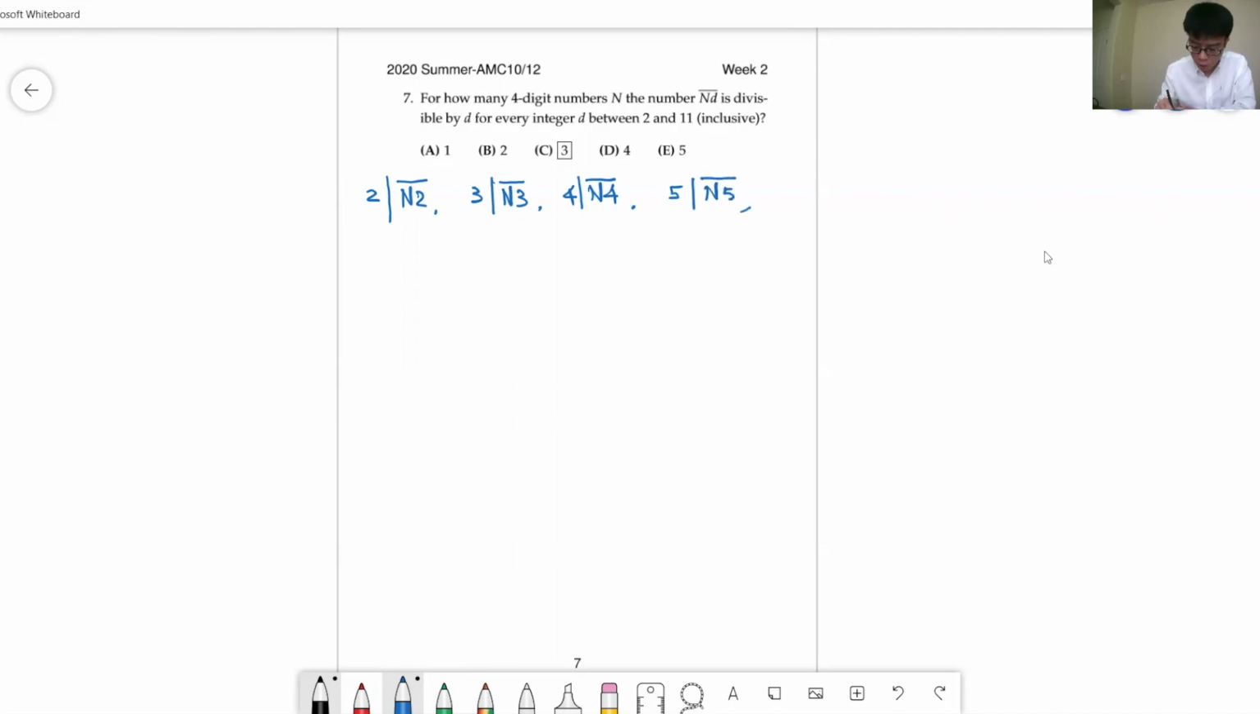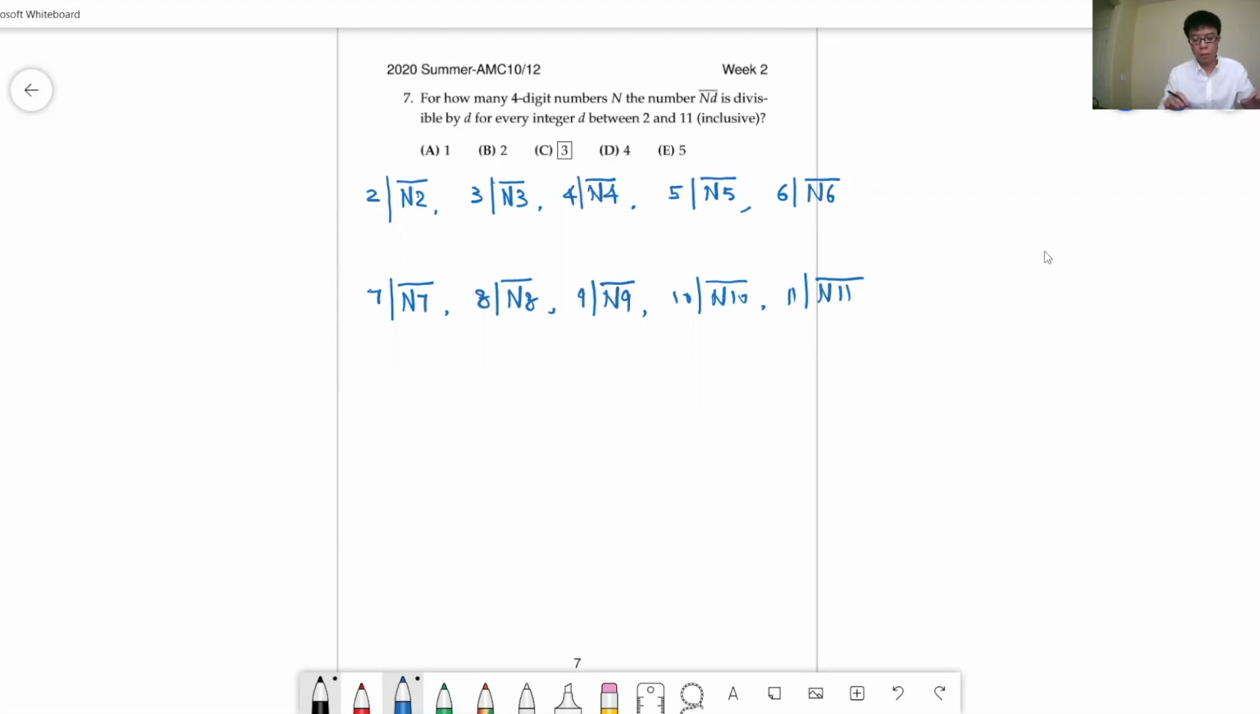And 6 is a divisor of n6. Also 7 is a divisor of n7. 8 is a divisor of n8. And 9 is a divisor of n9. 10 is a divisor of n10. Also 11 is a divisor of n11. Okay, that's all the requirements for n.